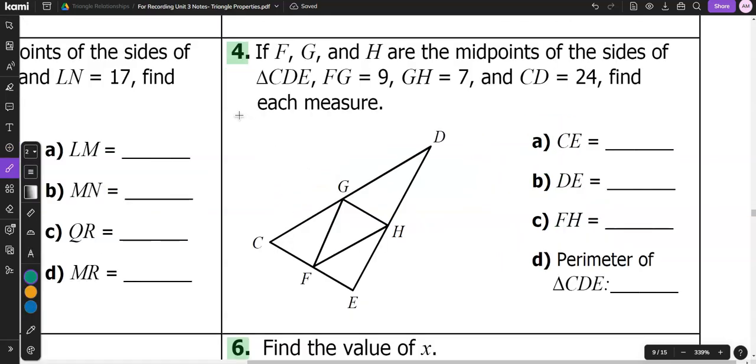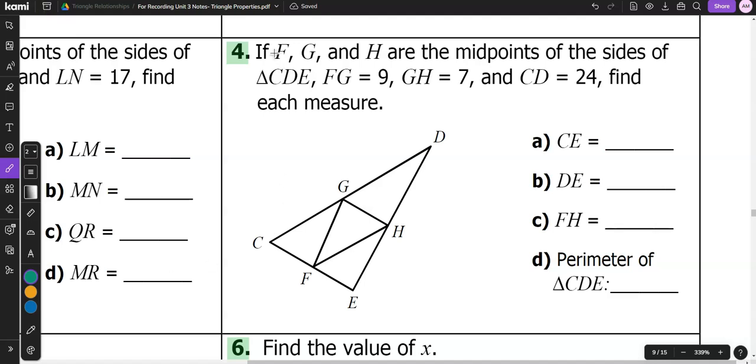All right, moving on to number 4. If F, G, and H are the midpoints of the sides of triangle CDE, and they tell us that FG is 9, GH is 7, and CD is 24, we need to find each measure. So it wants us to find CE, DE, and FH, and then it wants us to find the perimeter of the triangle. And remember, perimeter means the distance around the outside edge.